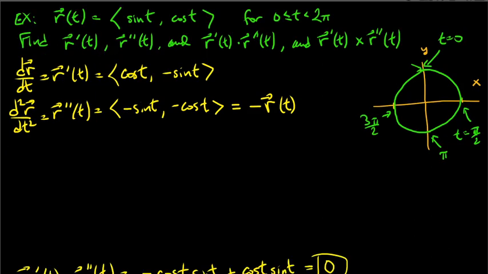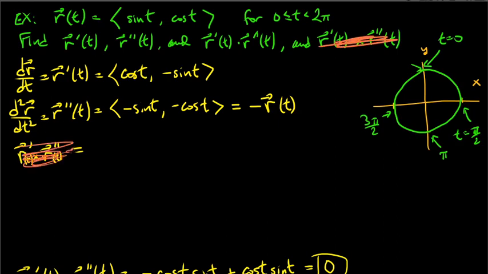Okay. What about the cross product? Because we haven't done that in a while. So let's do the cross product of r prime and r double prime. I know these are both functions of t, but I don't want to squeeze that in there. Oh, we can't do the cross product. Never mind, bad question. There is no cross product here.